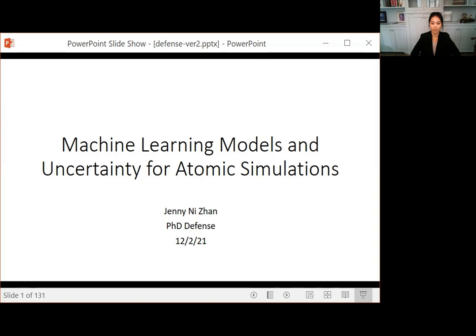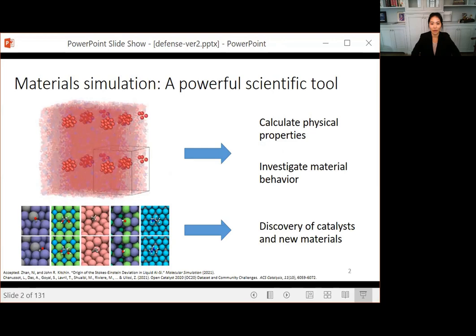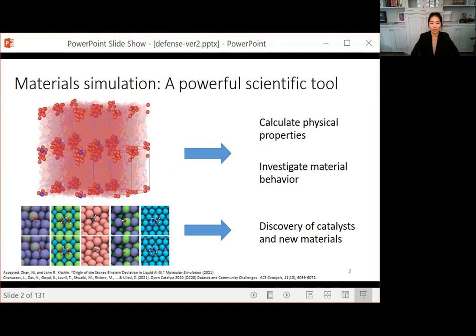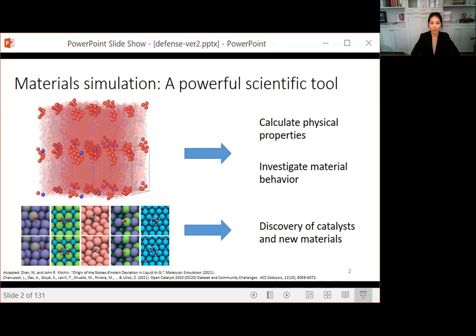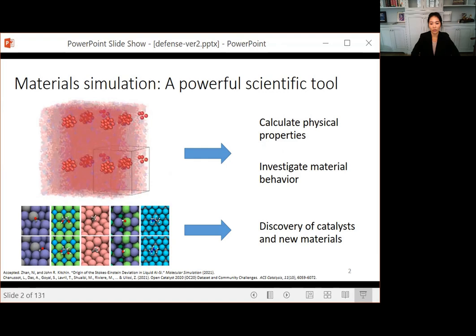Material simulation is a powerful scientific tool, and it becomes even more so as we have an increase in computational power. Some of the things that we can do are calculate physical properties and investigate material behavior. These are not always easy to do using experiment, and we will show an example of this in the talk. And then we can also search an enormous space of materials, and this helps us discover new catalysts and new materials. And Zach's group has been doing really great work on this.